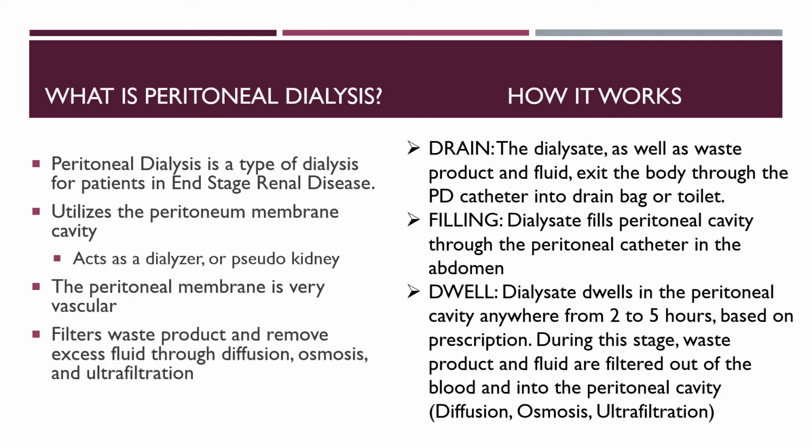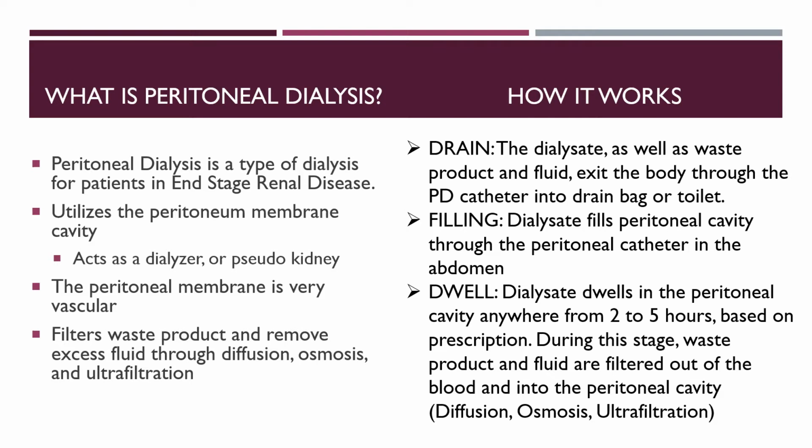What is peritoneal dialysis and how does it work? Peritoneal dialysis is a type of dialysis for patients in ESRD or end-stage renal disease. It utilizes the peritoneal membrane cavity, which is the abdominal cavity that holds most of your abdominal organs. This membrane acts as a dialyzer or pseudo-kidney. A lot of times I would introduce this type of dialysis to my patients as a more natural dialysis. It's like a kidney you never knew you had.